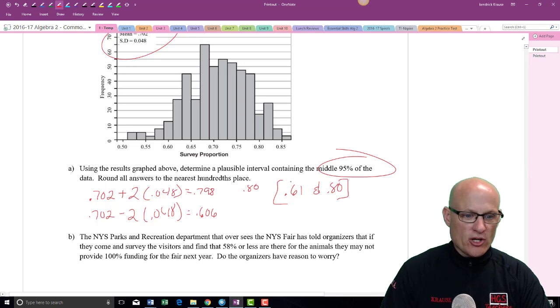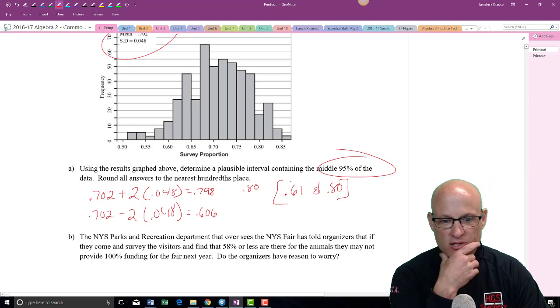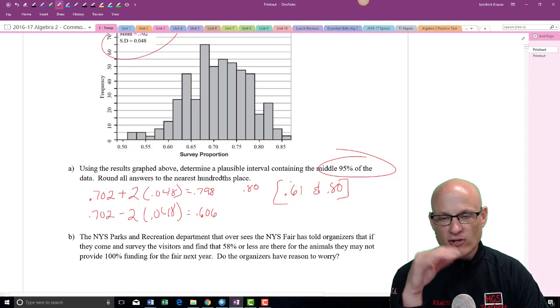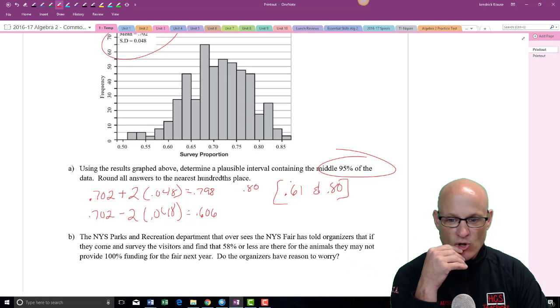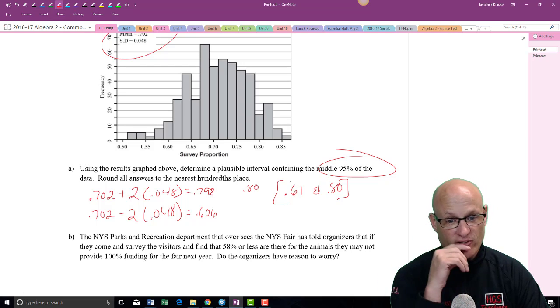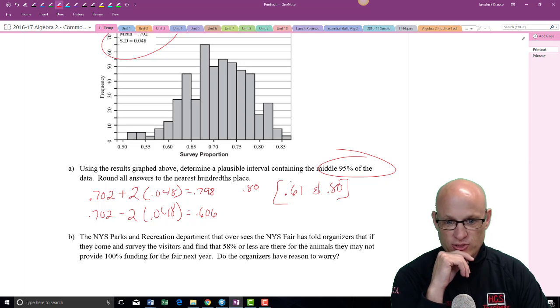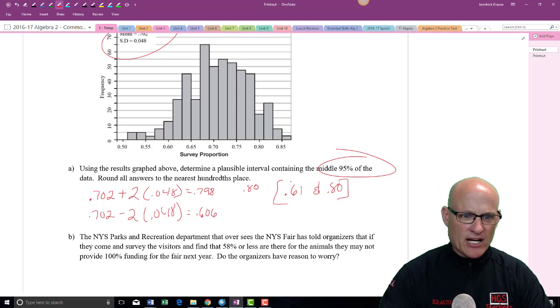The New York State Parks and Recreation Department that oversees the New York State Fair, by the way, I have no idea if that's true, told the organizers that if they come and survey the visitors and find that 58% or less of them are there for the animals, they may not provide 100% funding for the fair this year. Do the organizers have reason to worry? So let's find out. We're at about 0.58. Let's say 0.58 would be about here, right?